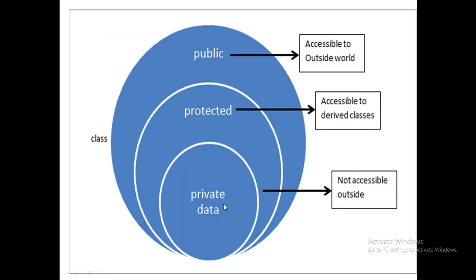Next, these three circles define clearly how much access each provides. So public provides more accessibility compared to protected and private data. It is accessible to the outside world. Inside you can access it, but you can also access it from outside the class. While protected is accessible to derived classes, which is a concept of inheritance. On the other hand, private data is not accessible outside. It can only be accessed inside the class, not outside the class.